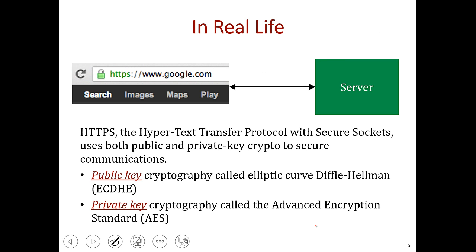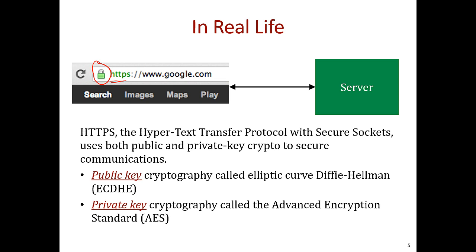So in real life, of course, we use both. We don't just use public, we don't just use private, we actually use both public and private. And probably the most readily available example is HTTPS, which stands for Hypertext Transfer Protocol with Secure Sockets. It's the protocol we use when we're communicating securely with our web browser, with a remote site. So if you see this little green lock here, what that means is that we've encrypted our communications with a server. And in particular, we've used public key cryptography, and often it's something called elliptic curve Diffie-Hellman.